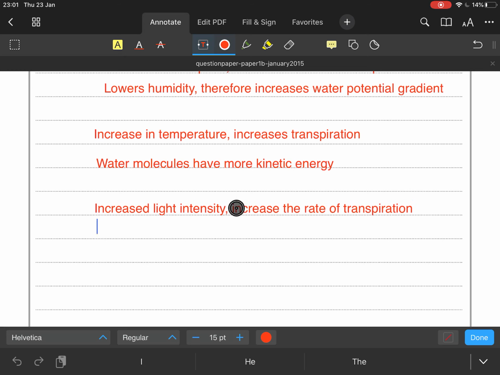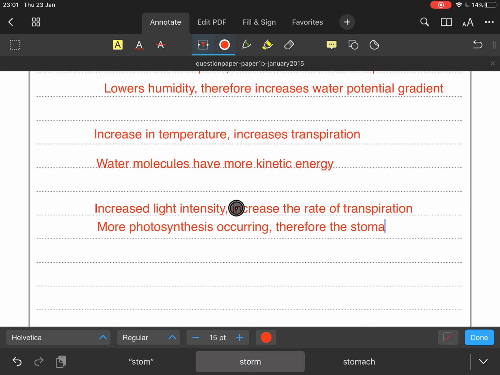An increase in light intensity increases the speed of transpiration because you're going to get more photosynthesis occurring. Therefore, the stomata open more to allow in CO2. Obviously, that's why they open. They open up to let in CO2, but when they open up to let in CO2, water can leave through that pore. So you're going to get a greater water loss in very light, sunny conditions.